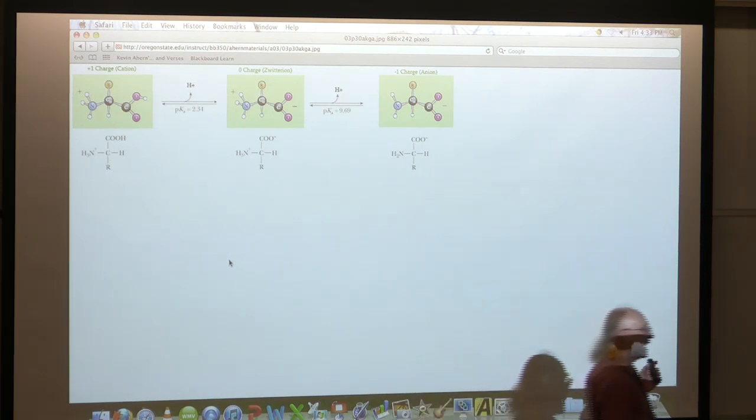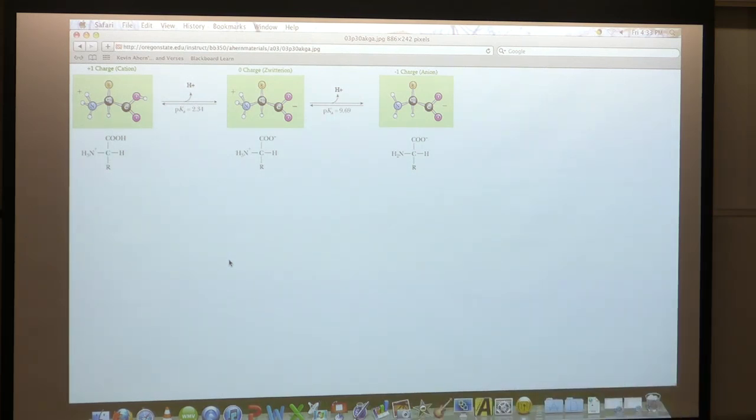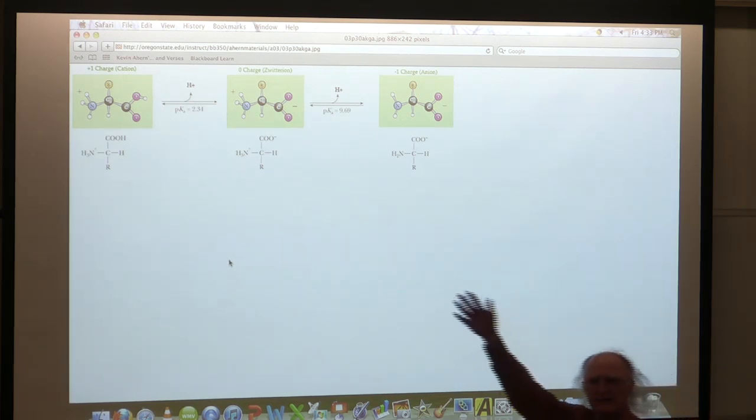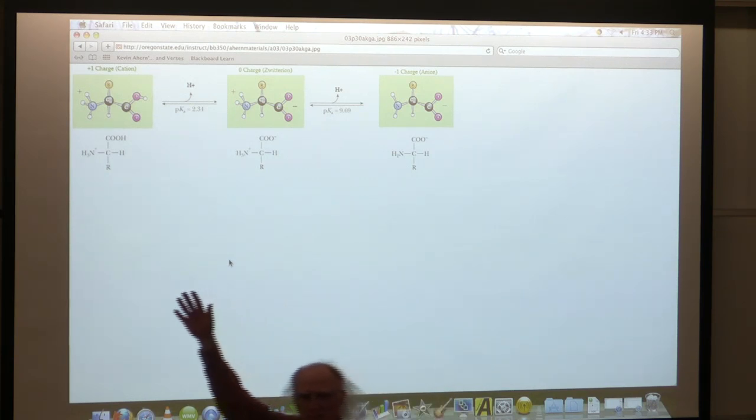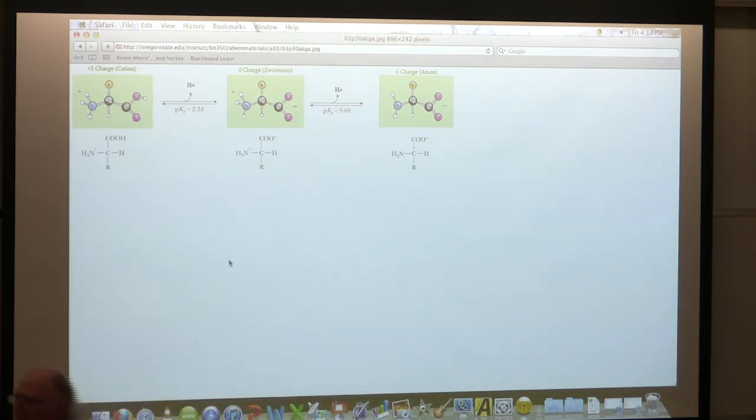If I told you that carboxyl groups, alpha carboxyl groups, on average have a pKa value around 2.2, and that alpha amine groups had a pKa value around 9.5, and no, I'm not going to ask you to memorize those two, but if I told you that right now, which one would lose the proton first as I started at a low pH and raised it? The carboxyl, right? Because I'm going to go through its pKa value first. And that's exactly what you see here.